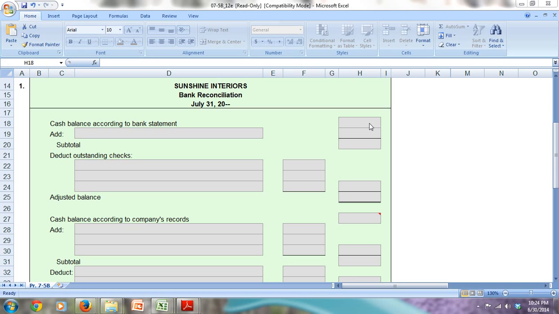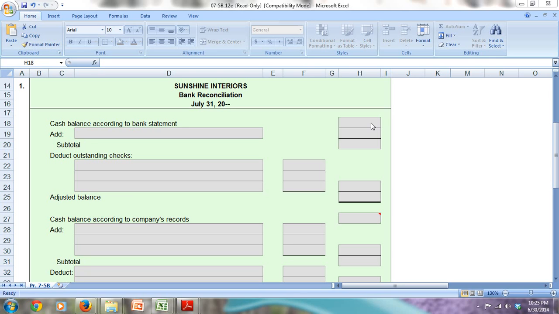So again, this is different from the way I did it in the video. I had to use the two-column approach where I put the books on one side, the bank on the other. This has the bank's stuff on top and the company record stuff on the bottom, like a top, bottom kind of thing. And this is kind of similar to what you'd see at a real company. Their bank reconciliation might be similar to this.